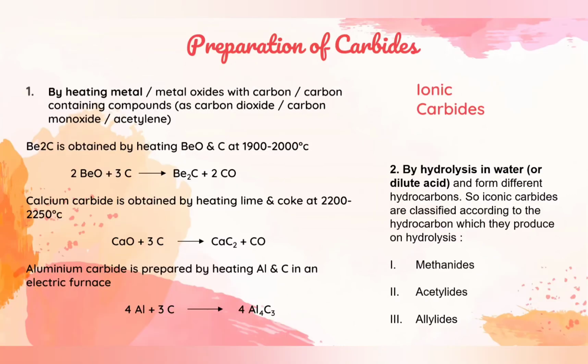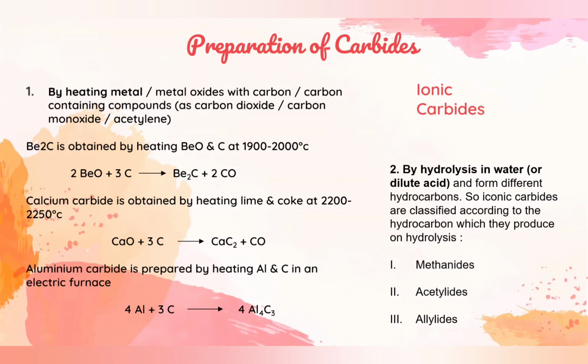Now we're going to look at preparation of carbide for ionic carbide. Firstly is by heating metal or metal oxide with carbon or carbon-containing compounds such as carbon dioxide, carbon monoxide, and acetylene. Beryllium carbide is obtained by heating beryllium oxide and carbon at 1900 until 2000 degrees Celsius.